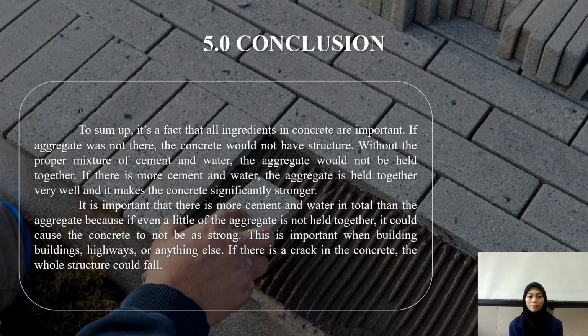In conclusion, to sum up, it's a fact that all ingredients in concrete are very important. If aggregate was not there, the concrete would not have structure. Without the proper mixture of cement and water, the aggregate would not be held together. If there is more cement and water, the aggregate is held together very well and it makes the concrete significantly stronger. It is also important because there is more cement and water in total than the aggregate, because if even a little of the aggregate is not held together, it could cause the concrete to not be as strong.